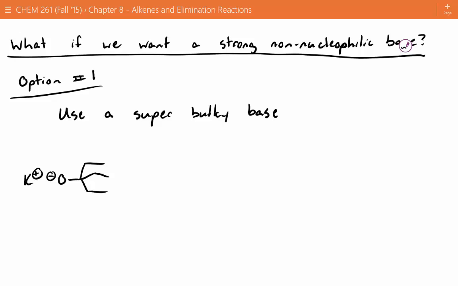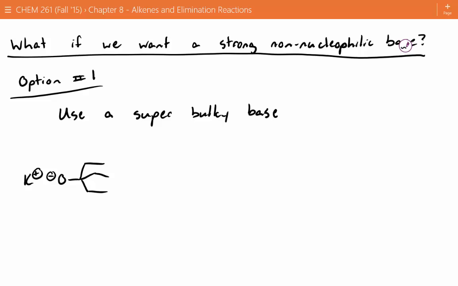This is nice and bulky. It's got three different ethyl groups hanging off of it. It's not going to be a good nucleophile. But this oxygen is relatively basic, and it will grab a proton. Just like we saw in our problem of the day with potassium tert-butoxide, that was a good base, but we didn't see the substitution reaction.